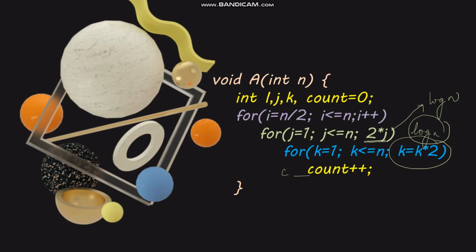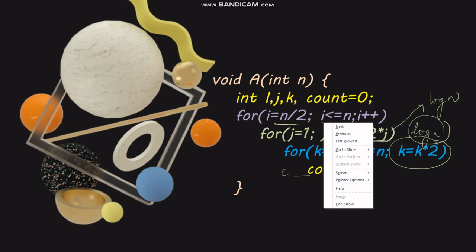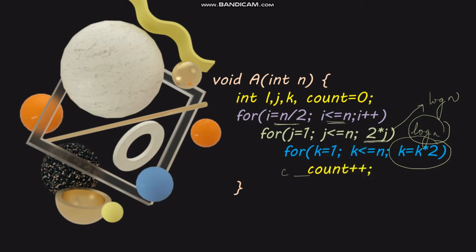The i loop, we can say that it is starting from n by 2, and it iterates through n. So we can say that the running time of this for loop is n by 2, and this is a constant. So when we calculate the total complexity, we get the value as n by 2 into log of n into log of n, or we can say the complexity is O of n log square n.